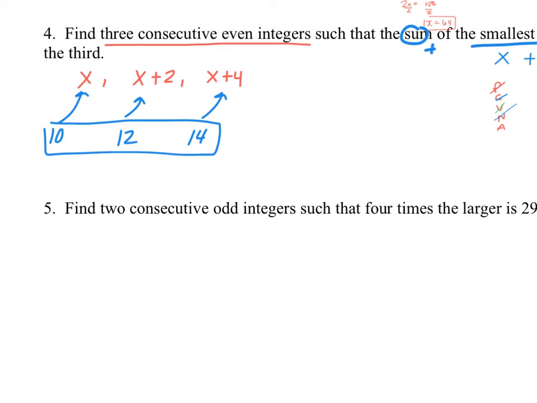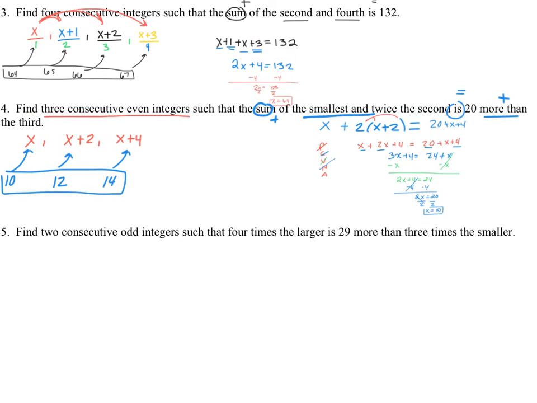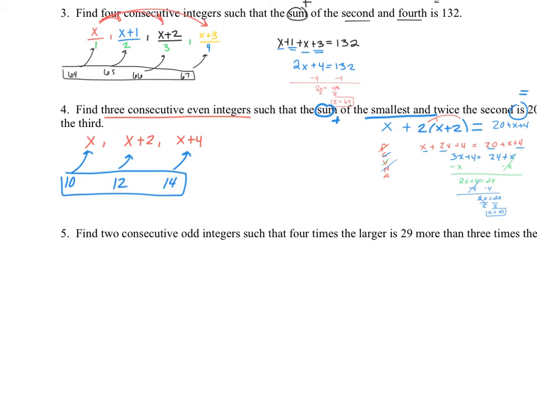So for number 5, I have find 2 consecutive odd integers such that 4 times the larger is 29 more than 3 times the smaller. Again, what I said before, whenever you have consecutive even or consecutive odd, you just need to do x plus 2, x plus 4, x plus 6, and so forth. So I just want 2 consecutive odd integers. So I don't want 3 numbers, I want 2 numbers. So I'm going to have my x and my x plus 2.